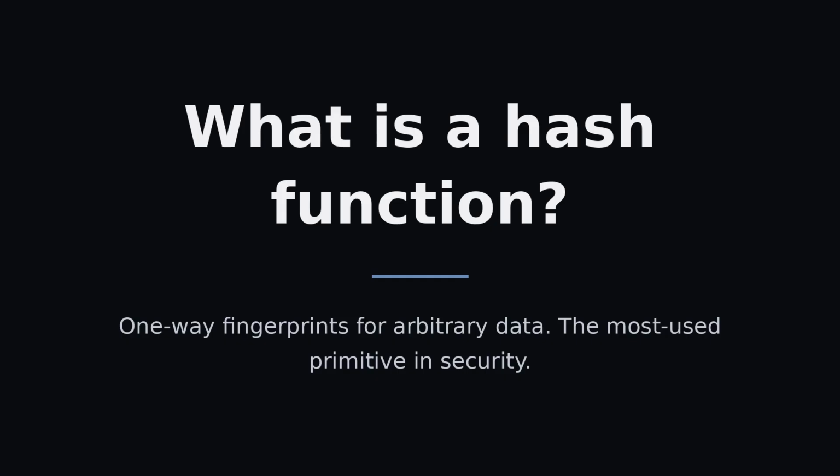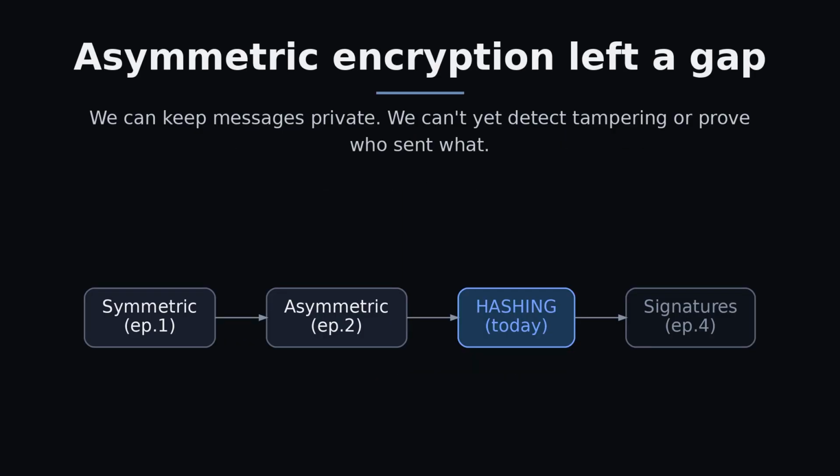Let's dive into hashing. Last episode, we ended with asymmetric encryption solving the key distribution problem and leaving two things still unsolved. We can encrypt to a stranger, but we can't yet prove who sent what, and we can't detect tampering along the way. Both of those need a tool we haven't introduced yet, a different kind of primitive entirely.